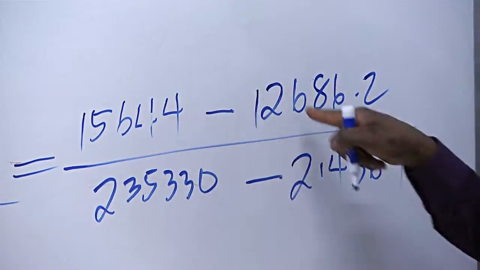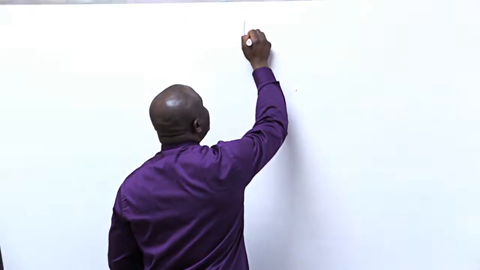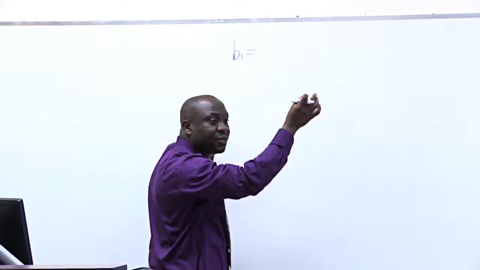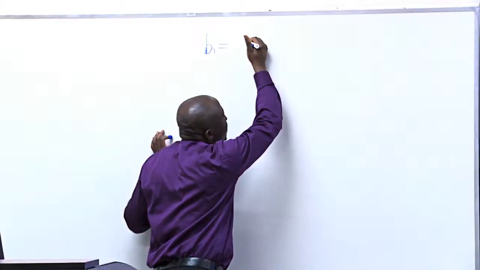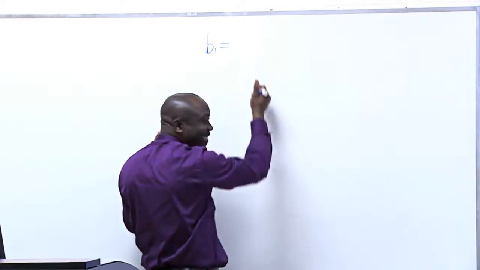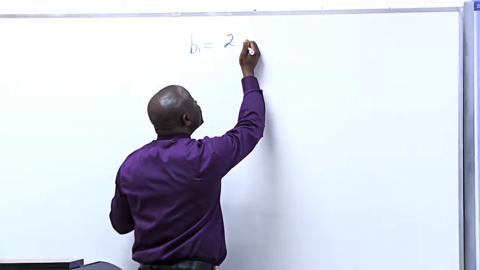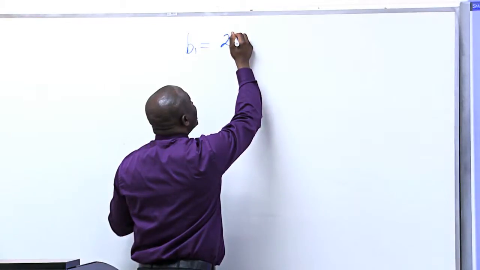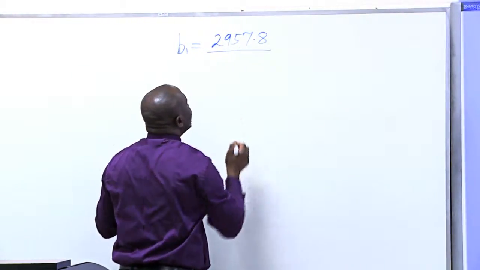Now, why don't you find the difference between these two numbers? I will put it on the other side. So we're still computing B1. Don't forget that. Now, what is the difference between the two numbers? What will be the numerator? Two. Like this? Over.